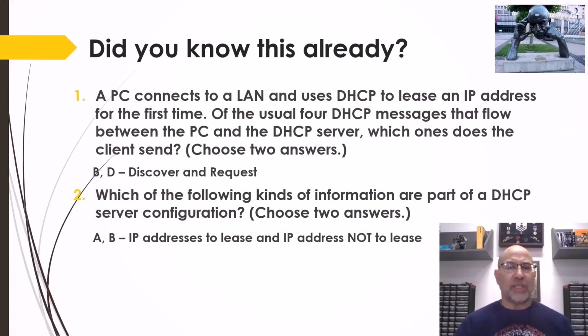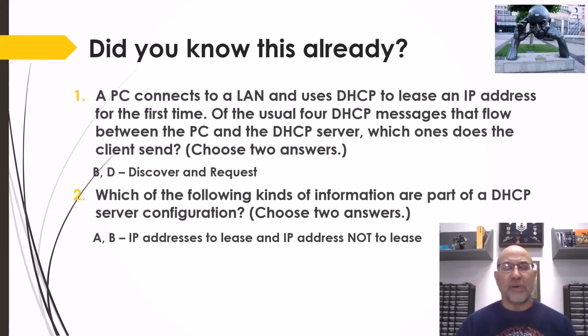Question number 1, a PC connects to a LAN and uses DHCP to lease an address for the first time. Of the usual 4 DHCP messages that flow between the PC and the server, which ones does the client send? Well, we know that right off the bat. It's the discover and then the request after the server comes up with an offer.